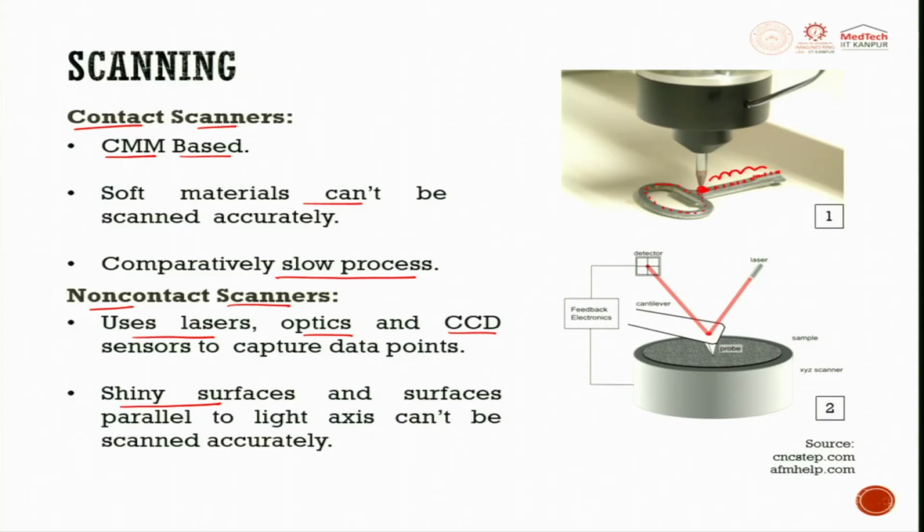For that, we have a pre-treatment before scanning that we try to do. So the lasers, optics, then charged coupled devices, that is CCD, all of this helps us to get the data. Similarly, surfaces which are parallel to the light axis cannot be scanned accurately using the non-contact scanners.